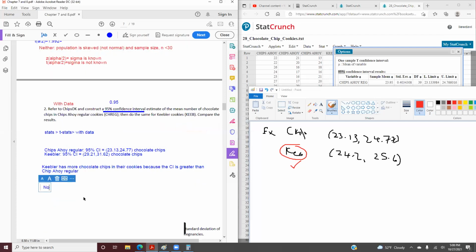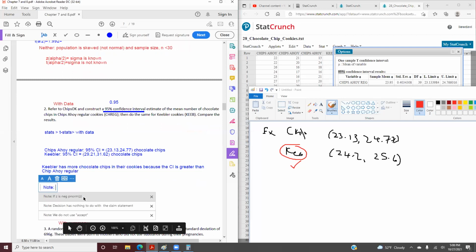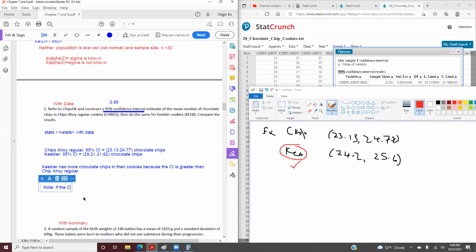Is there like a percentage? No percentages. So this is the note that you need to know. This is a very important note. If the confidence intervals overlap, do they overlap here? Yes, they do overlap. So if the confidence intervals overlap, then the conclusion is you have to say they are the same. They are equal.